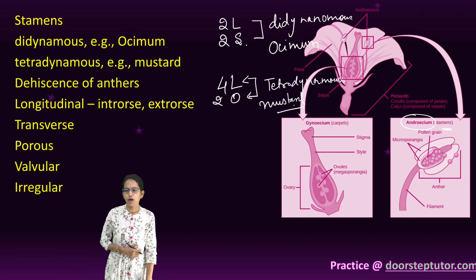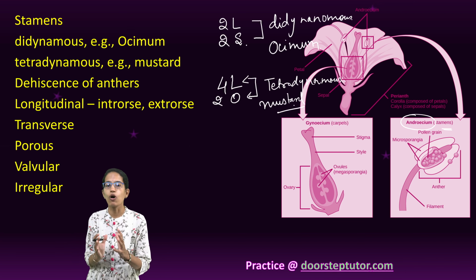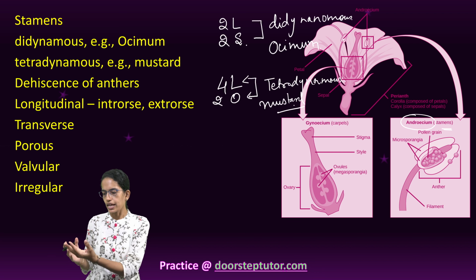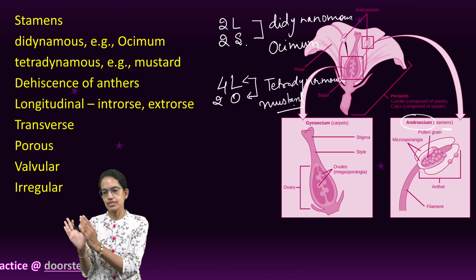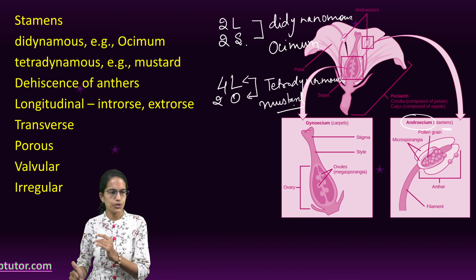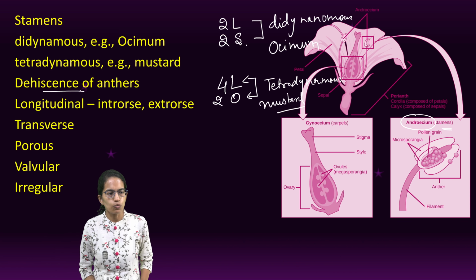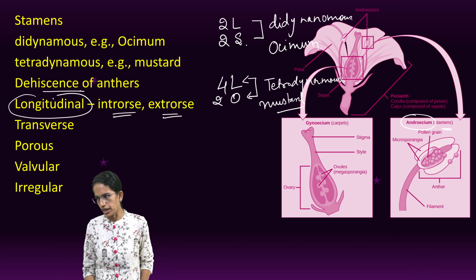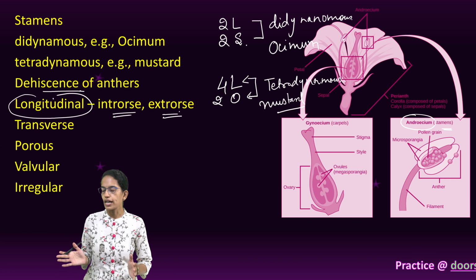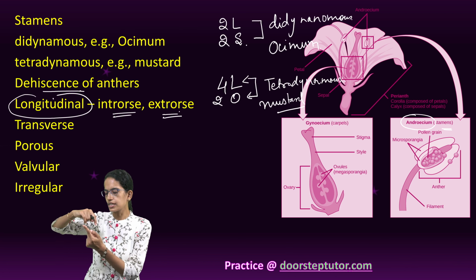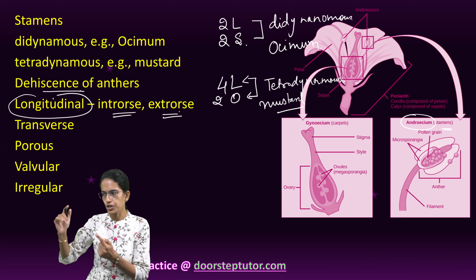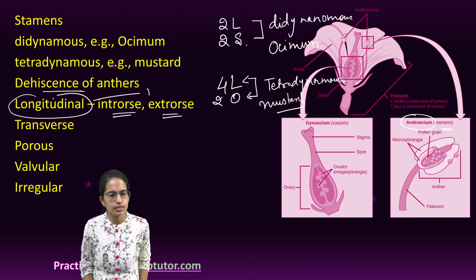Now coming on to the dehiscence of anther, that means when the anther exposes the pollen grain, how it is done. It could be longitudinal, right? So when I say longitudinal, this longitudinal again can be of two types. This is known as introrse and extrorse. Longitudinal means a slit appears along the longitude. A good example is mustard.